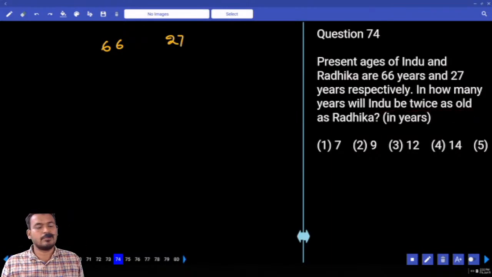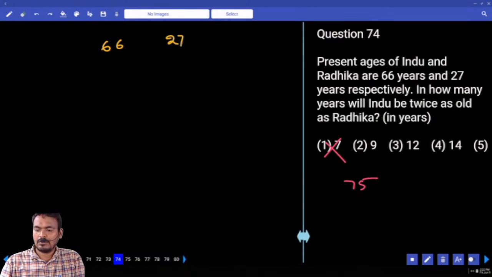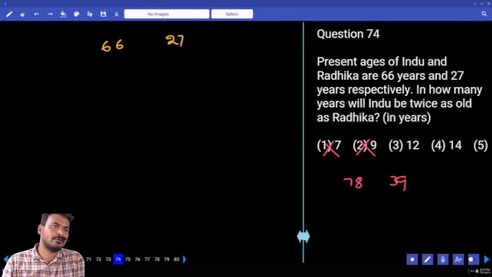Take the options, it will be easier. What is the first option? 7. 66 plus 7, 73. 27 plus 7, 34. Is it double? No. Second option, 9. 66 plus 9, 75. 27 plus 9, 36. Is it double? No. Next. What is the third option? 12. 66 plus 12, 78. 27 plus 12, 39. Is it double or not?